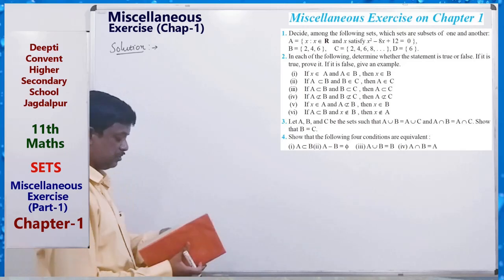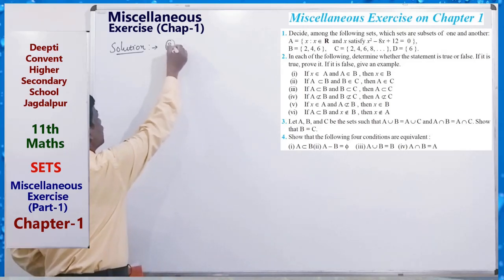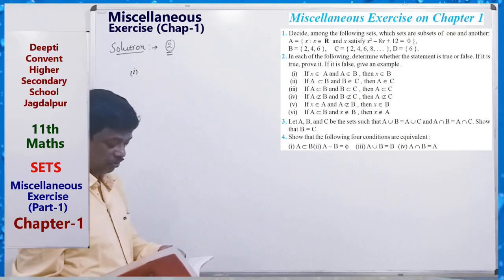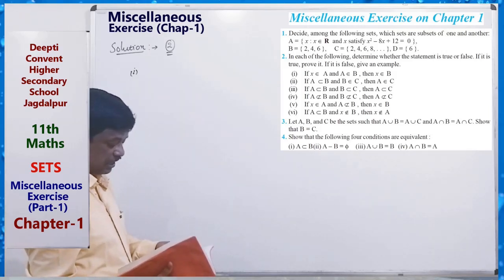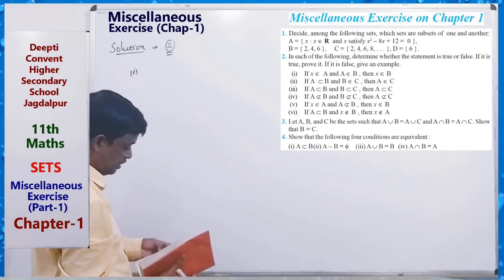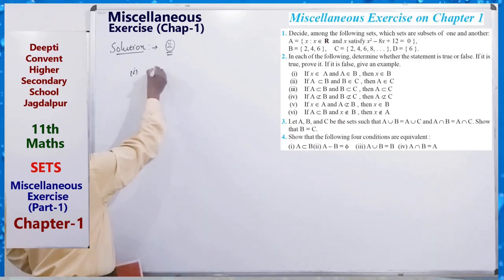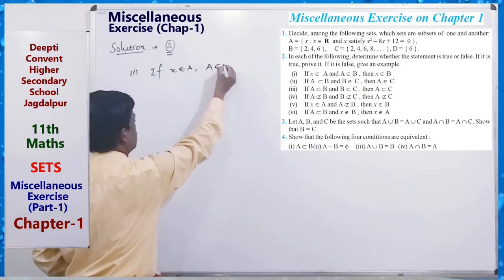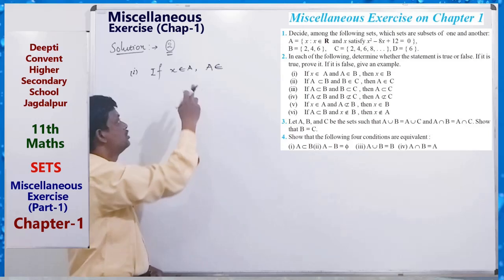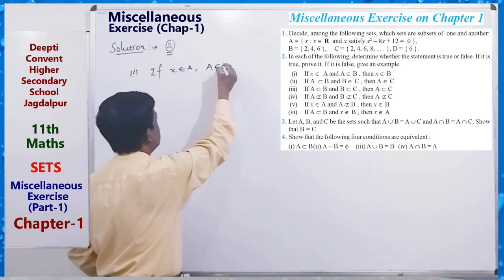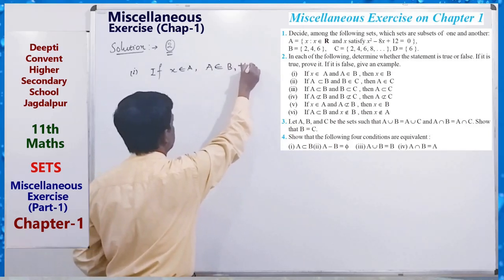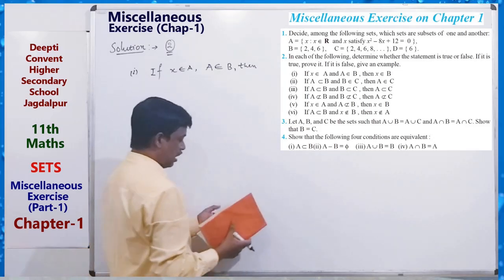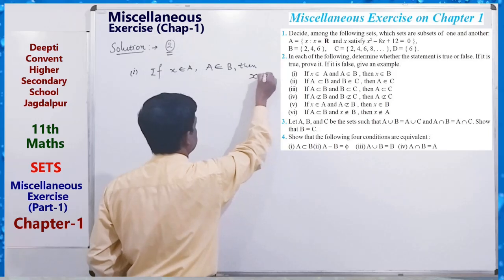So first question, question second, first. Here we have to decide whether the condition is true or false. If x belongs to A and A belongs to B, then we have to show that x belongs to B.